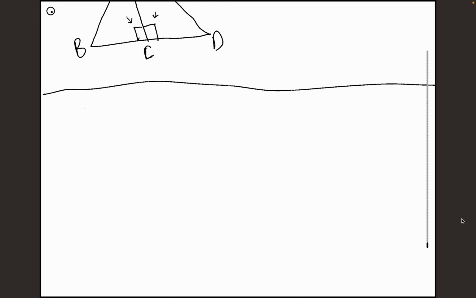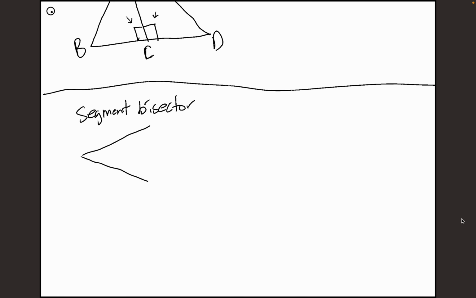If I have a segment bisector, do you remember what it means when something bisects? Separates. Not really. So let's look at an example.